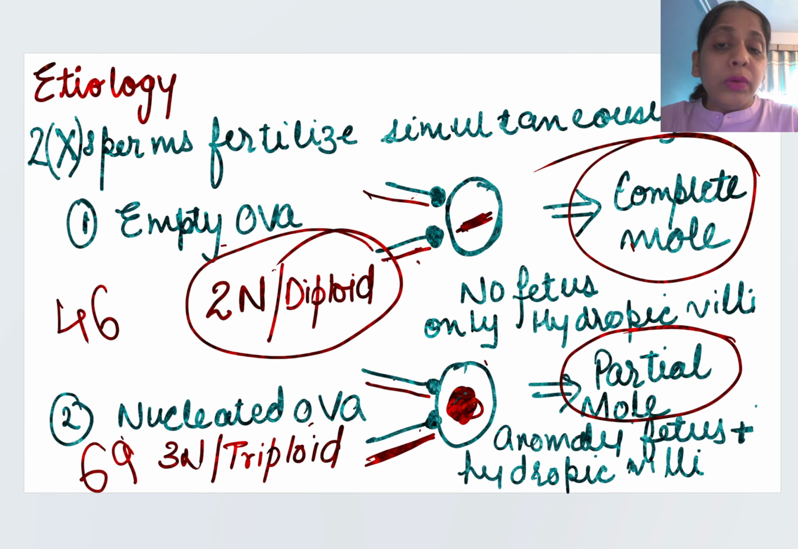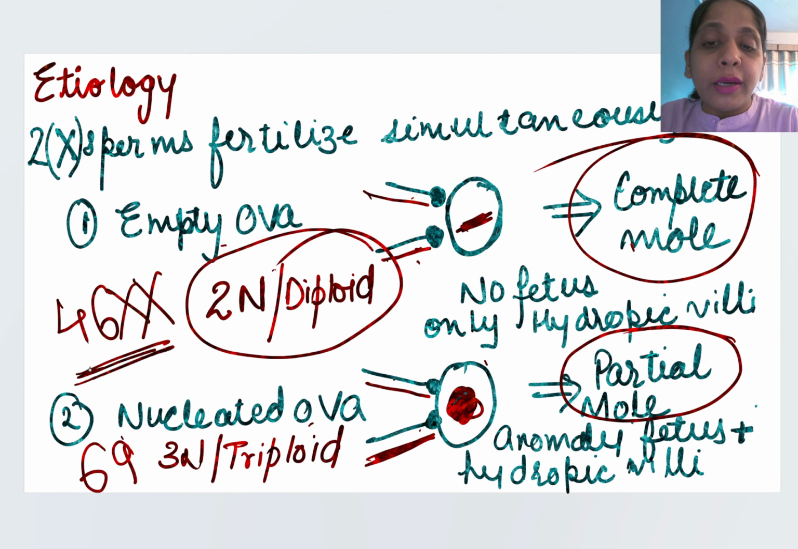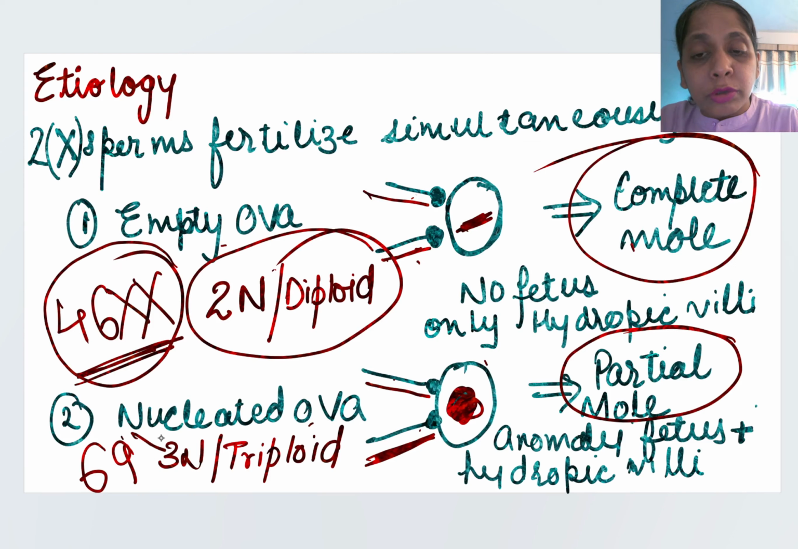And now, the more X chromosomes there are, the more the chances of molar pregnancy. A sperm can have an X chromosome, and I think you know this concept. The more X chromosomes, the more the chances of molar pregnancy. Most complete moles will have the genotype 46,XX, and the most common genotype in partial mole will be 69,XXX.